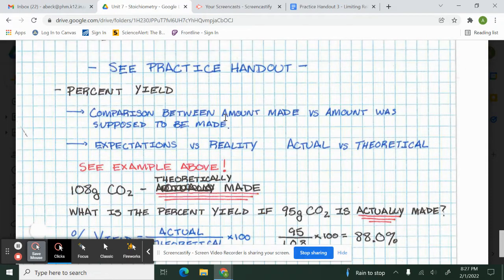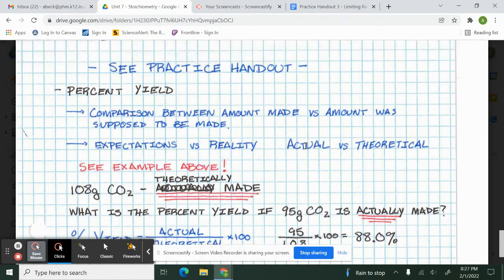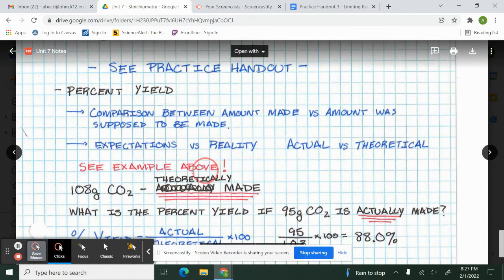Percent yield is just the comparison between the amount you made and the amount that was supposed to be made. It's expectations versus reality. How much were you supposed to make? How much did you actually make? Theoretical is what your expectations are. Your actual is what you actually did. All right. So this is all related to that example we did above. Remember, these notes are on Canvas, so you can go through and look at them.